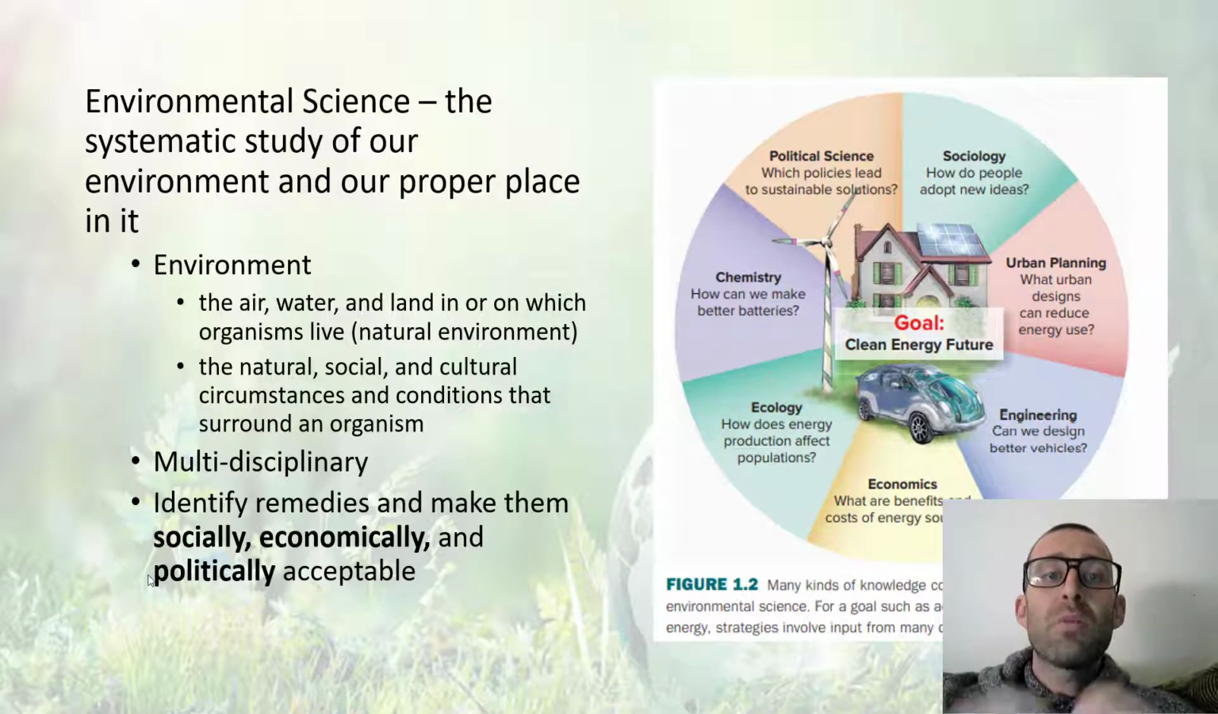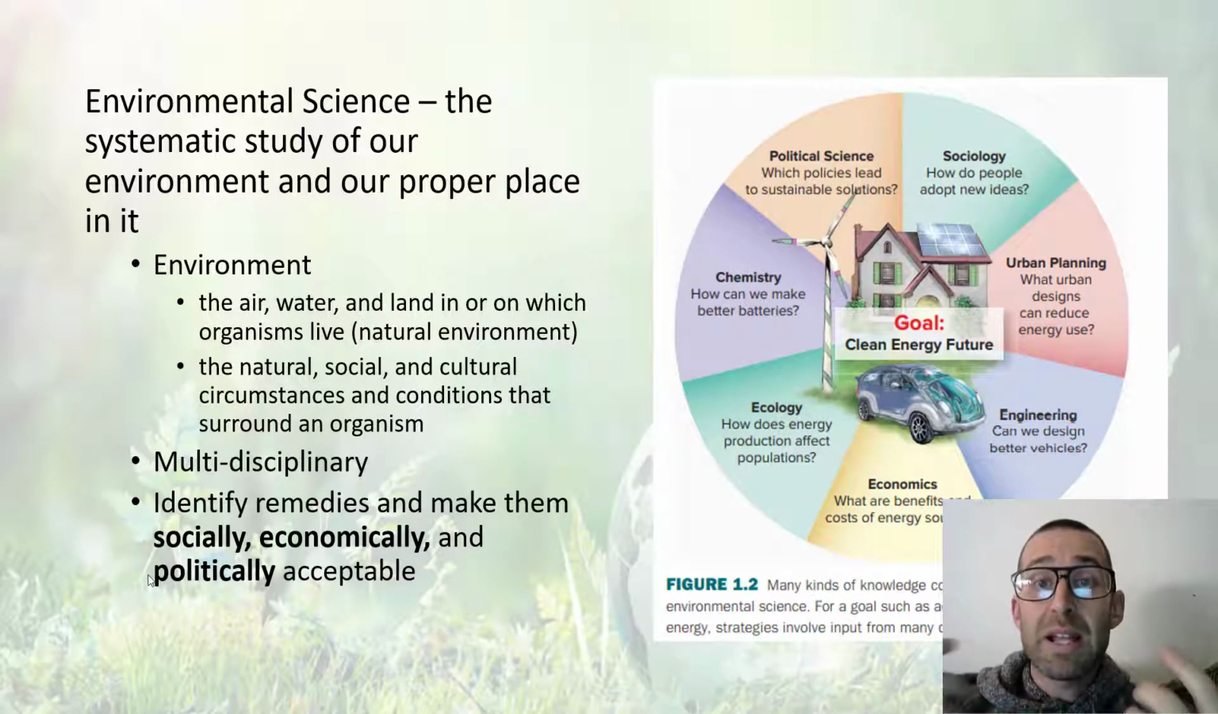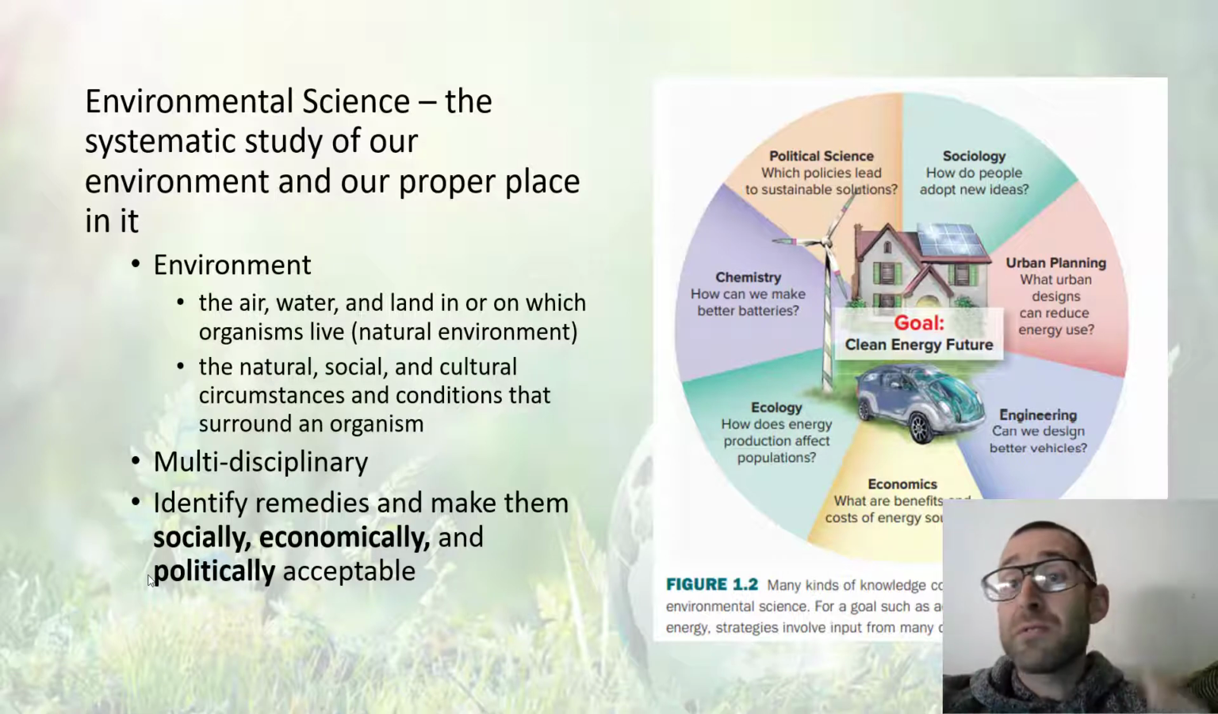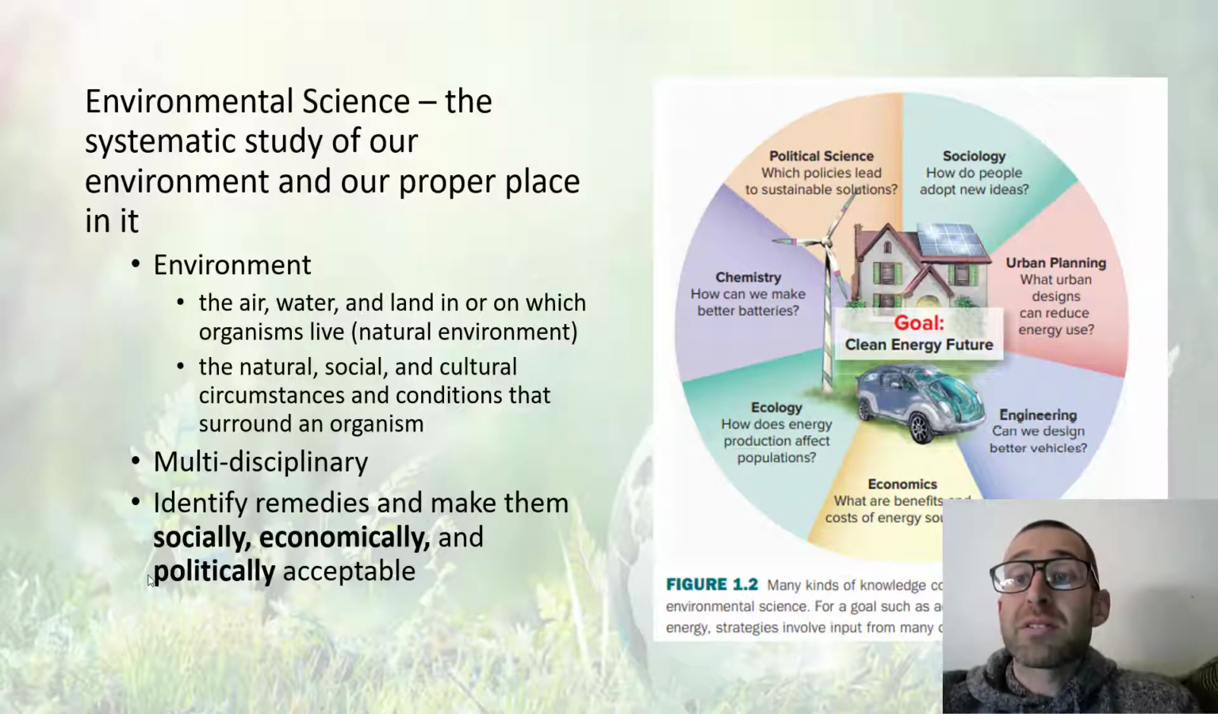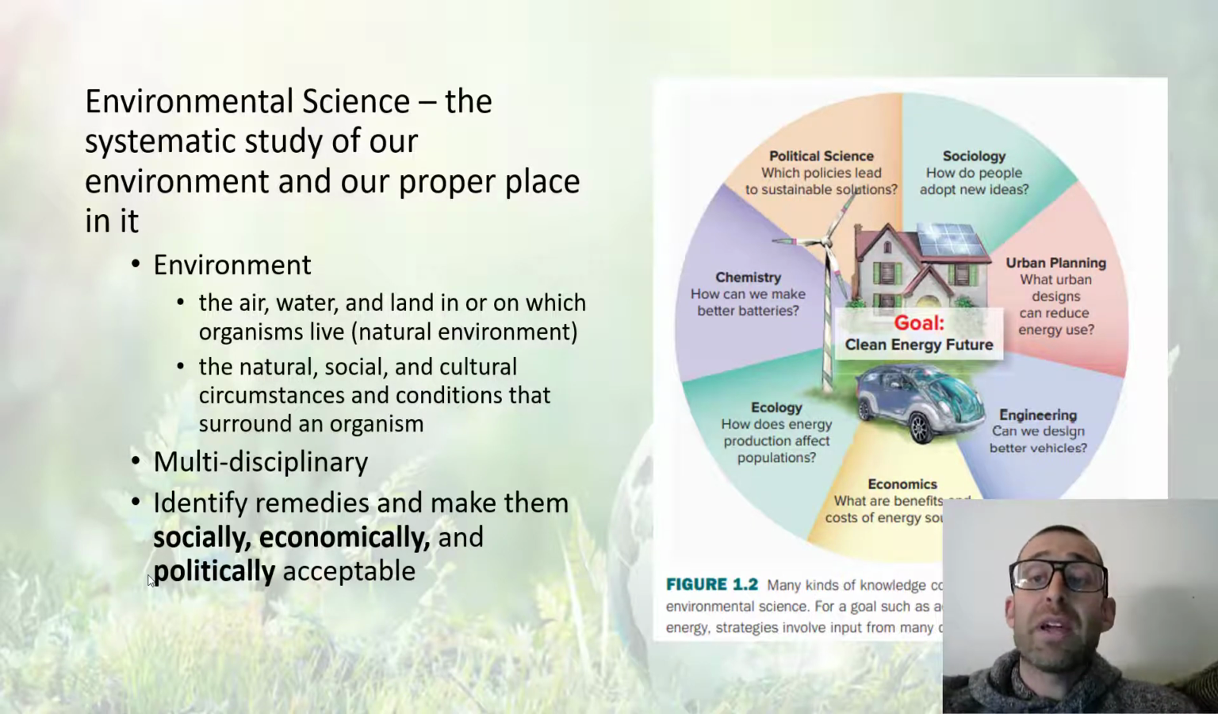Now, when we are dealing with environmental science, right, this is really a multidisciplinary field, right? And if you look at the figure on the right there, you could see how all of these different disciplines all play a role in what would be a goal in environmental science. And that example would be a goal of a clean energy future, right? And you can see how these disciplines such as ecology and chemistry and political science, sociology, urban planning all have a role in trying to achieve this goal of a clean energy future, right?